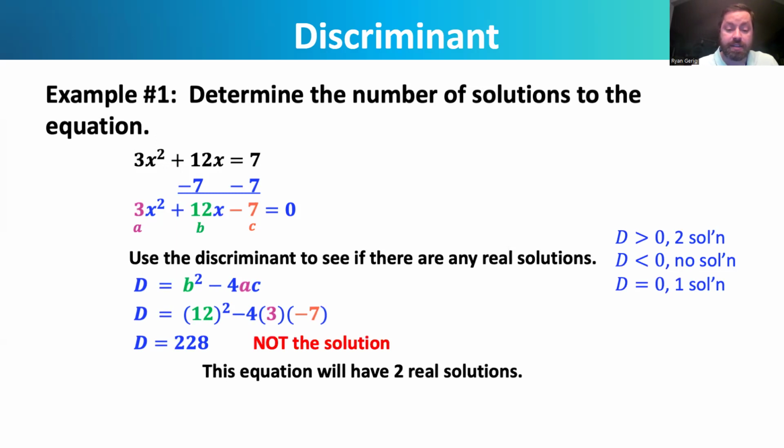It is not the solution. D equals 228 is not the solution. What it is, is the number under the radical. So there's still more to do if I want to find what the solutions are, but I know without a doubt that there are two solutions.